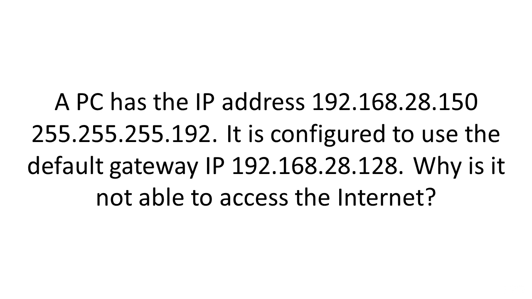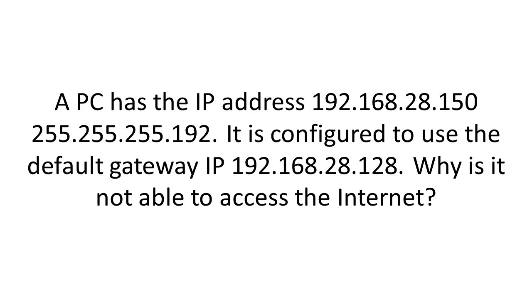A PC has the IP address 192.168.28.150. The subnet mask is 255.255.255.192. It is configured to use the default gateway IP 192.168.28.128. Why is it not able to access the internet?